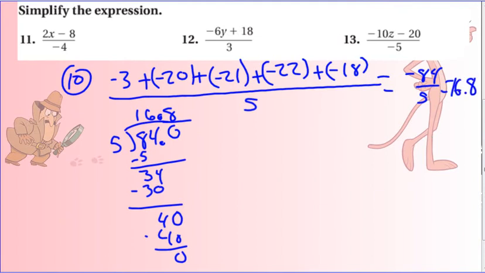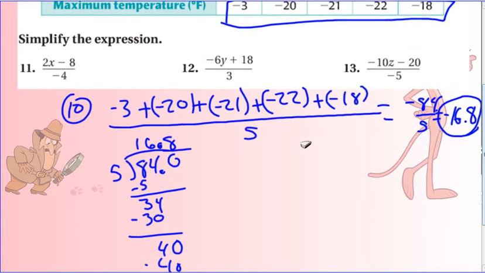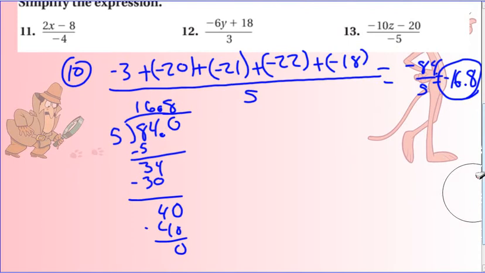And the answer will be negative because it was a negative divided by a positive, so it's a negative 16.8. And it would make sense that the average temperature is negative because every temperature in the month was negative so far. So it would not make sense that the average of those is a positive number. It would have to be negative, or else the answer would not even make sense. So that's number 10. Add them all up, divide by the number of numbers, do a little bit of long division because we don't have a calculator to use.